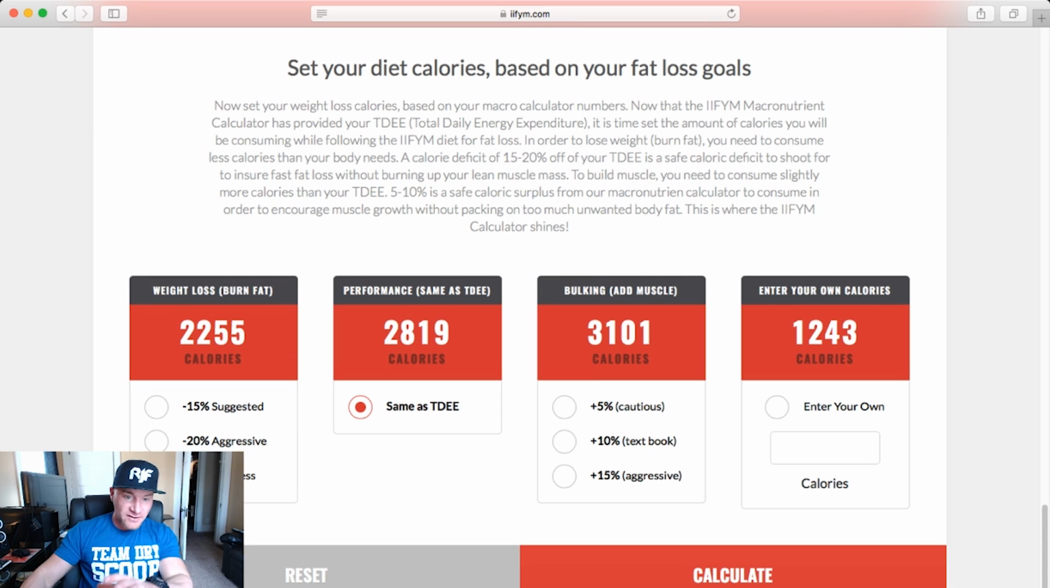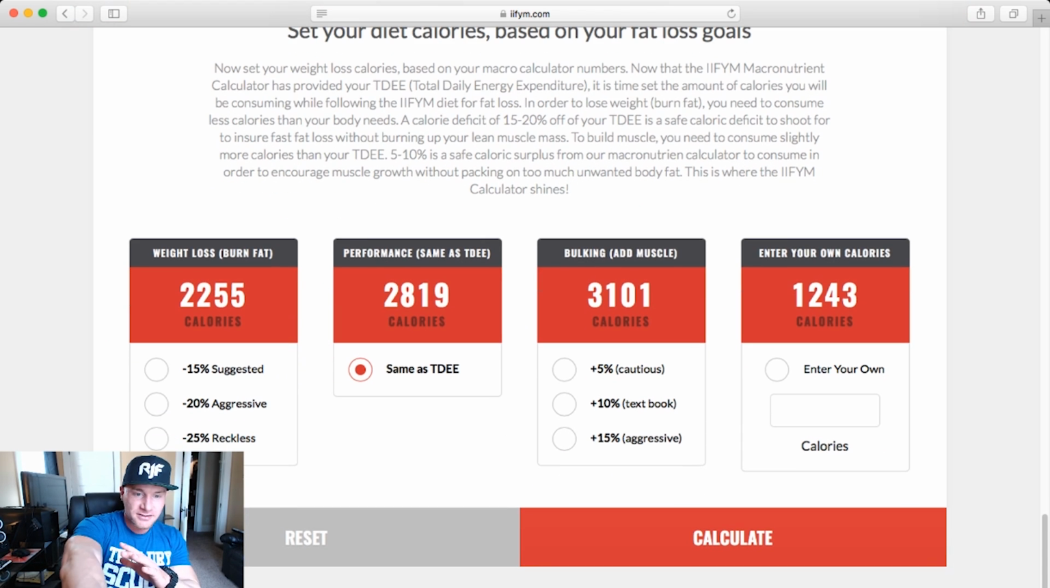Now, okay, we look here. We have these different options, right? We have weight loss, performance, bulking, and then enter your own calories. The number we're most concerned with is our total daily energy expenditure. What that is basically, for everything I do in a day, for me to stay the exact same weight, I got to consume about 2,819 calories a day, right? And then I'm going to subtract from that to reach my deficit. Now, 2,819 for me sounds about right lately because I've been going really hard. And right now I am currently cutting on about 1,900 calories.